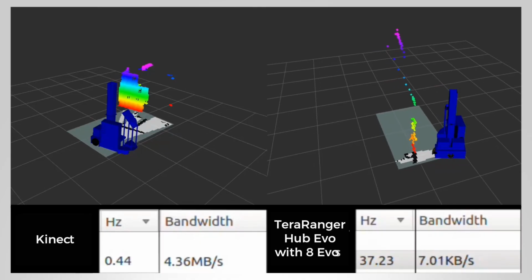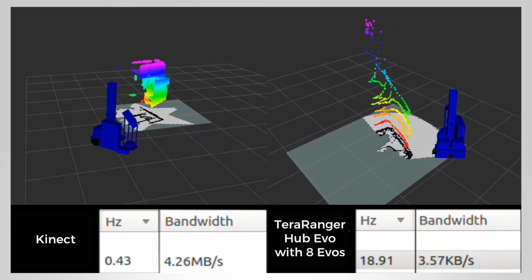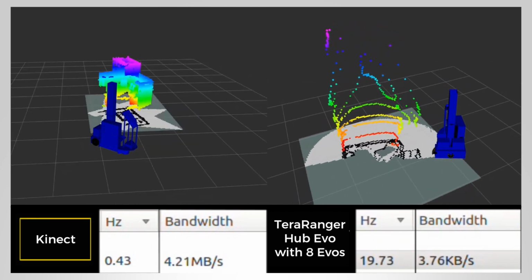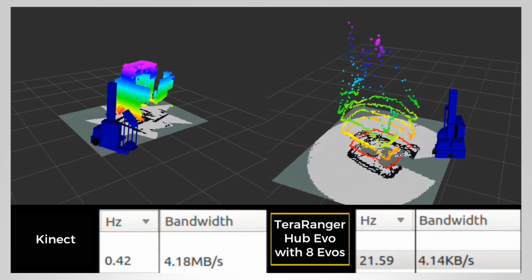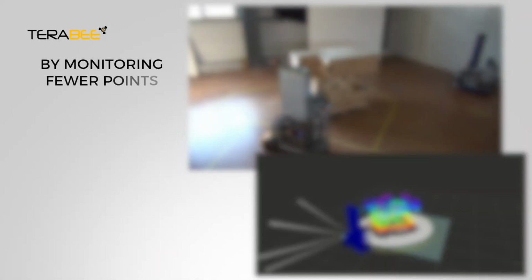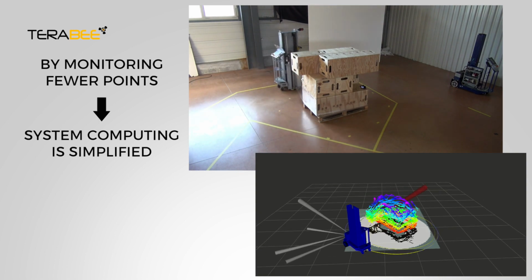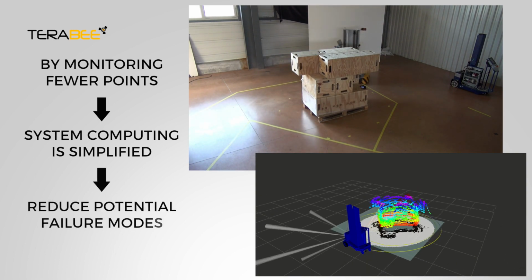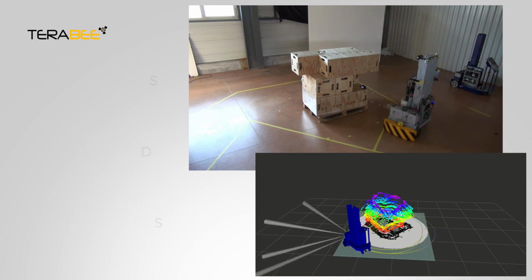Here is an example of real-time data processing on an industrial robot performing pallet wrapping. In one test, we use a 3D camera. In the other, we use a small number of TerraRanger distance sensors. By monitoring fewer points, the system's computing is simplified, allowing lean, real-time data processing. Because the control system is operating with less data, the algorithms can be simplified, reducing potential failure modes.